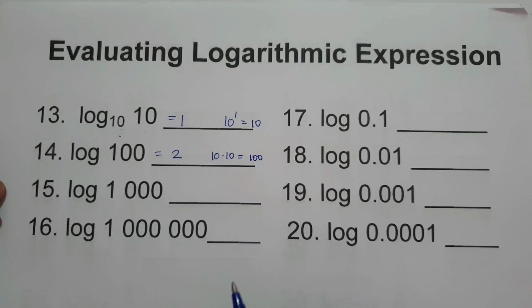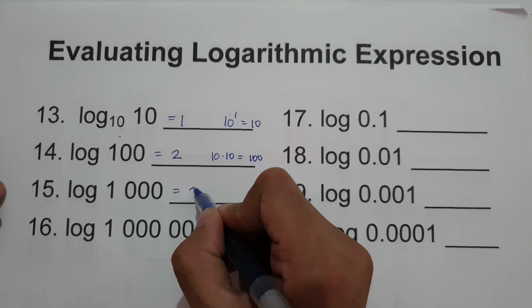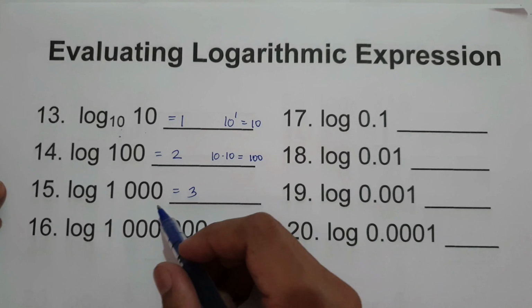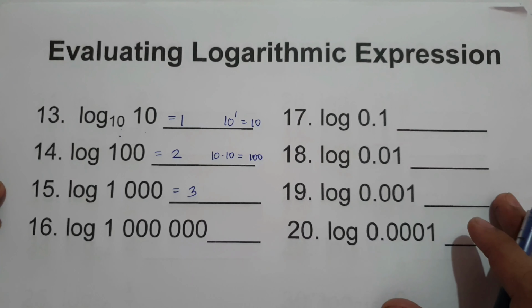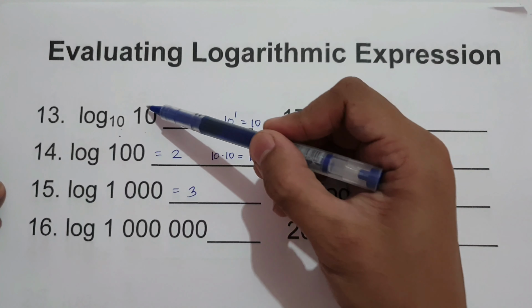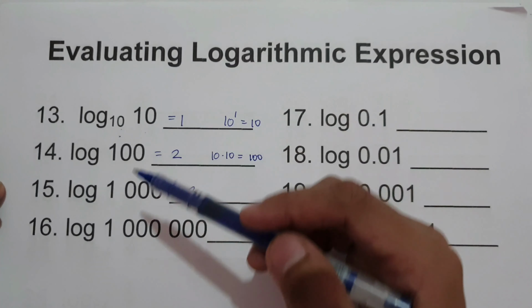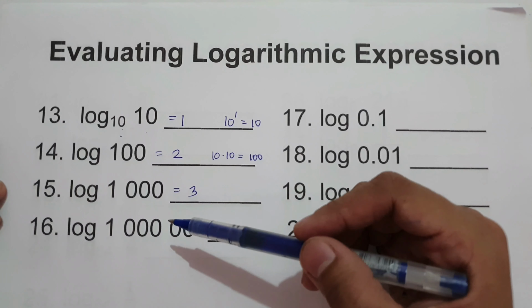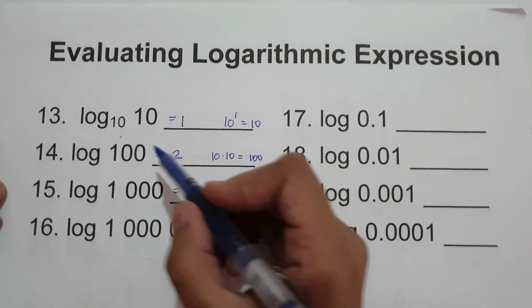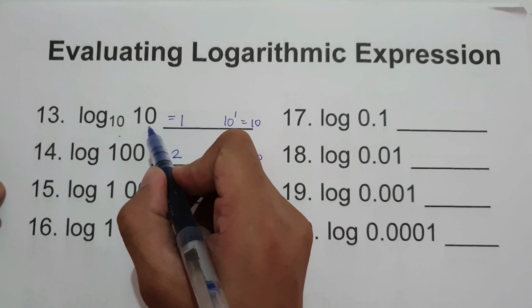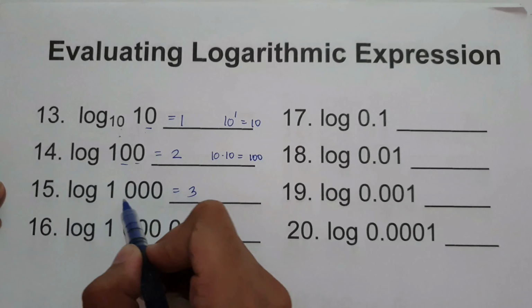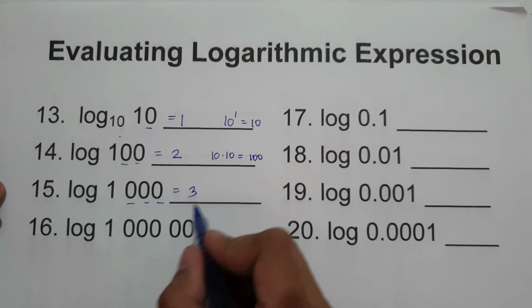10 to what power is 1000? So that is 3. 10 multiplied by 10 times 10 is 1000. Now, whenever you encounter this kind of logarithm, to simplify it, you just simply count the number of 0s. For example, log 10, that is 1. 1 zero is 1. Log 100, that is 2. Log 1000, 1, 2, 3, that is 3.